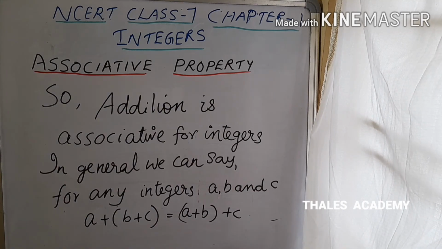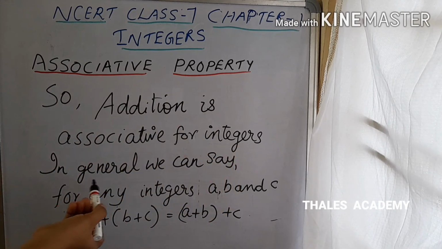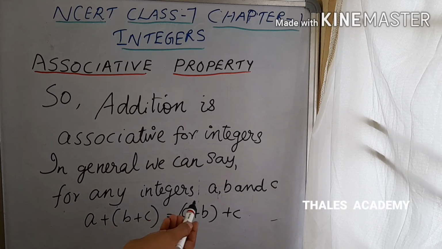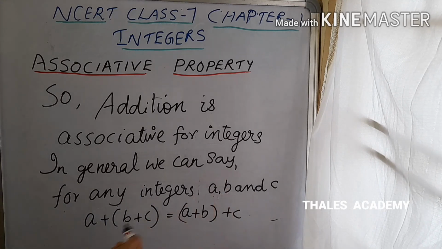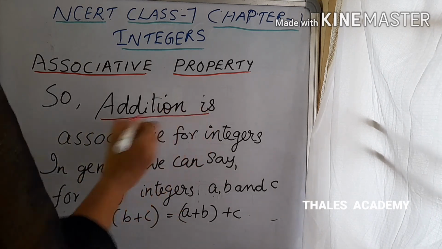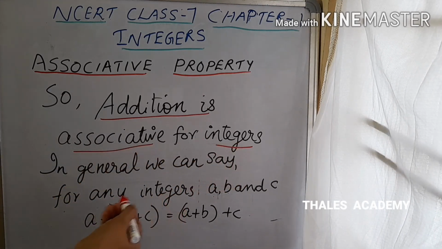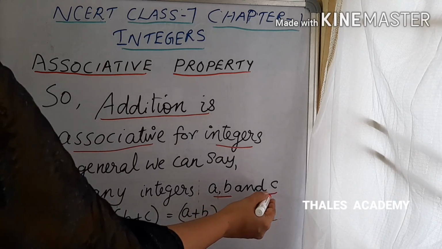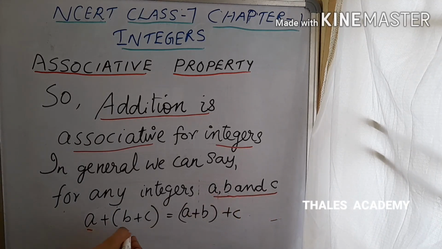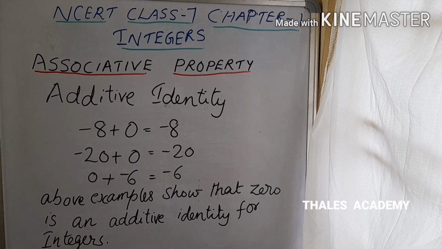Thus, we can say addition is associative for integers. In general, we can say for any integers a, b and c, a plus b plus c equal to a plus b plus c, with the brackets grouped differently. That is, addition is associative for integers.